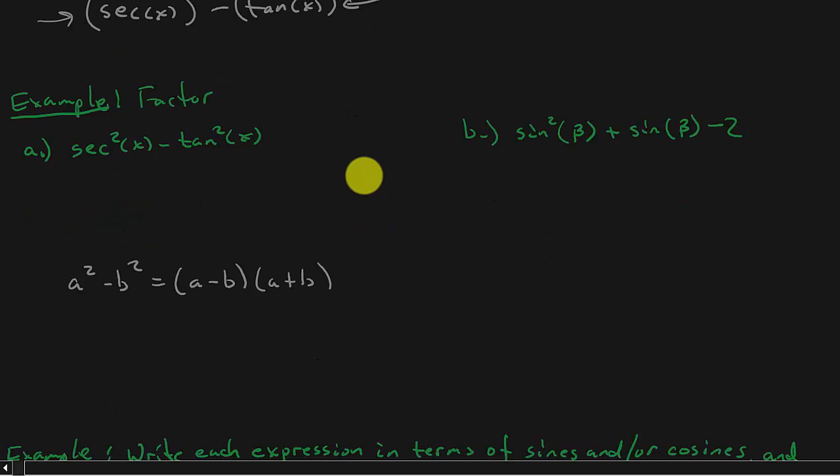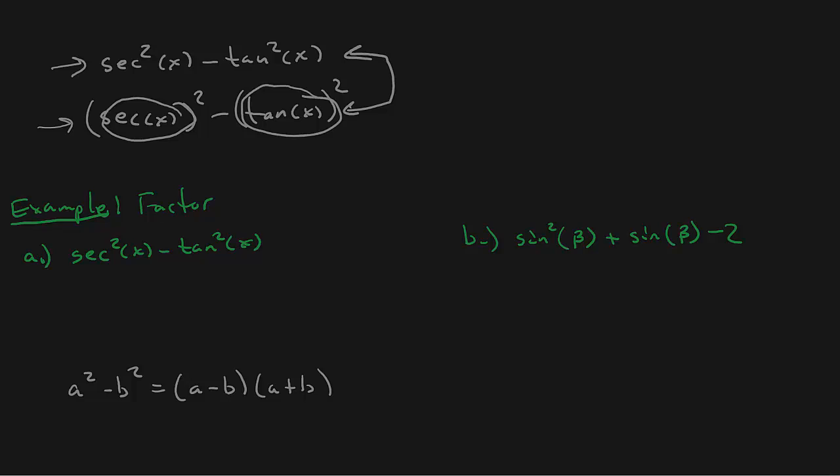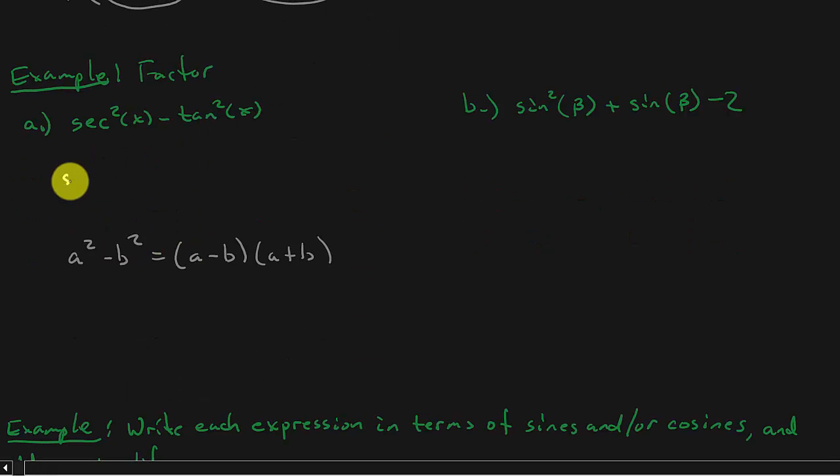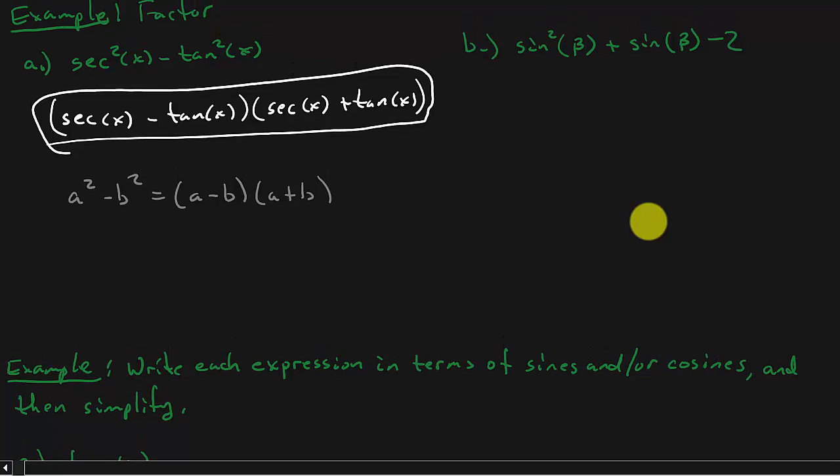All right. So you can see in this problem here's your A and here is your B. So this is going to be secant x minus tangent x times secant x plus tangent x. And there is your answer. All right. Now what about this one? Well, then let's factor it.